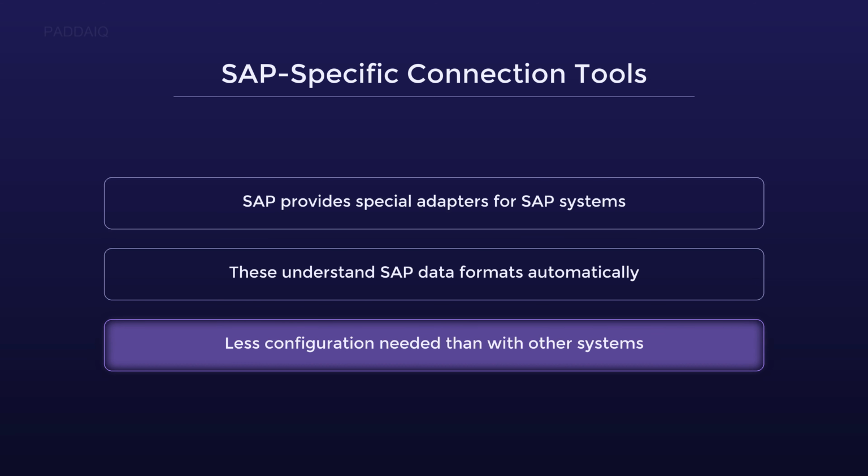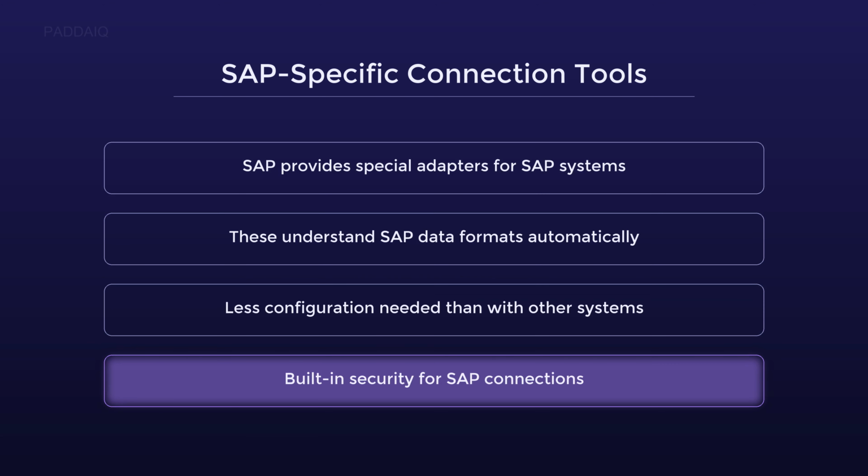Less configuration needed than with other systems. This means SAP BTP has built-in tools that automatically handle many technical setup steps for you. For example, connecting to SAP S/4HANA requires fewer manual settings compared to linking with non-SAP software. This built-in integration saves you significant time and effort.